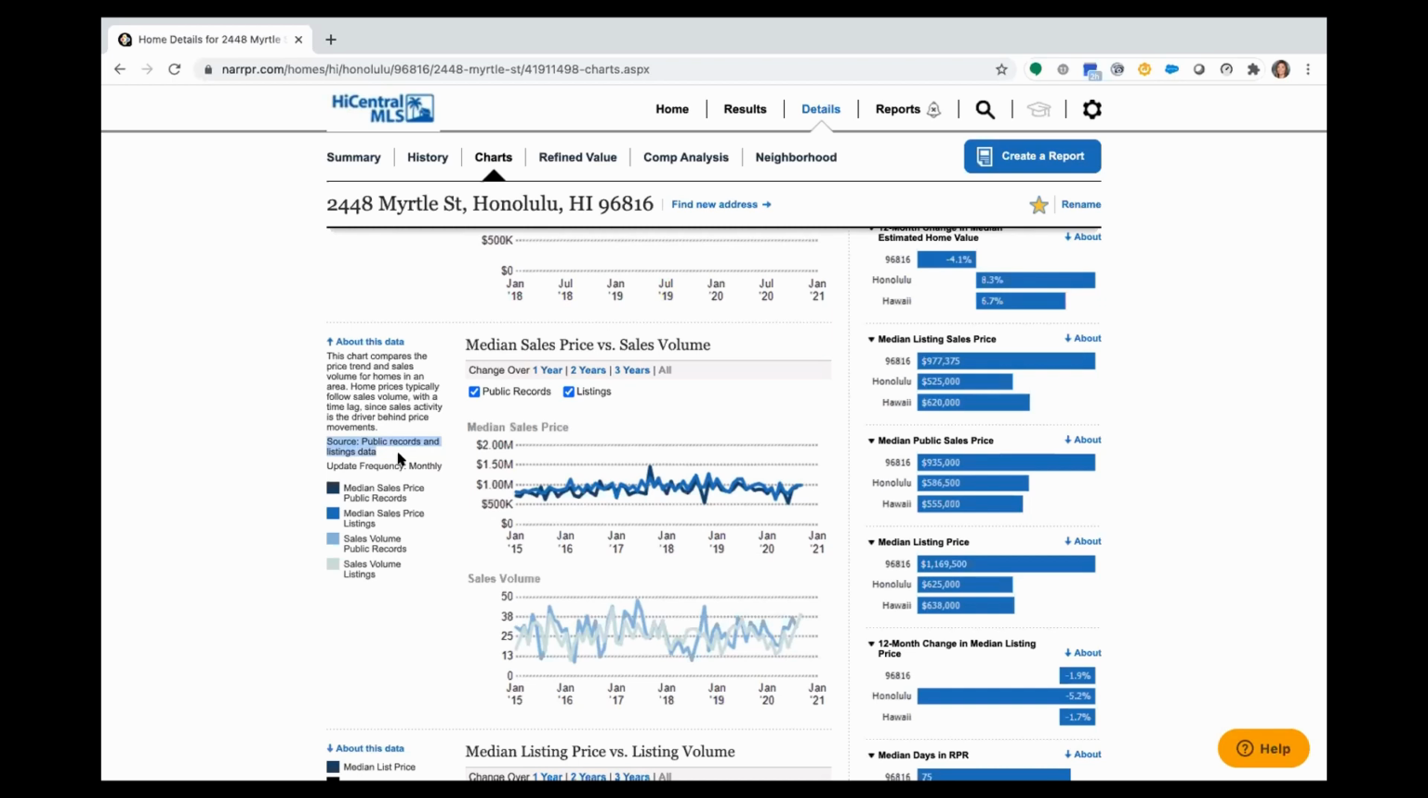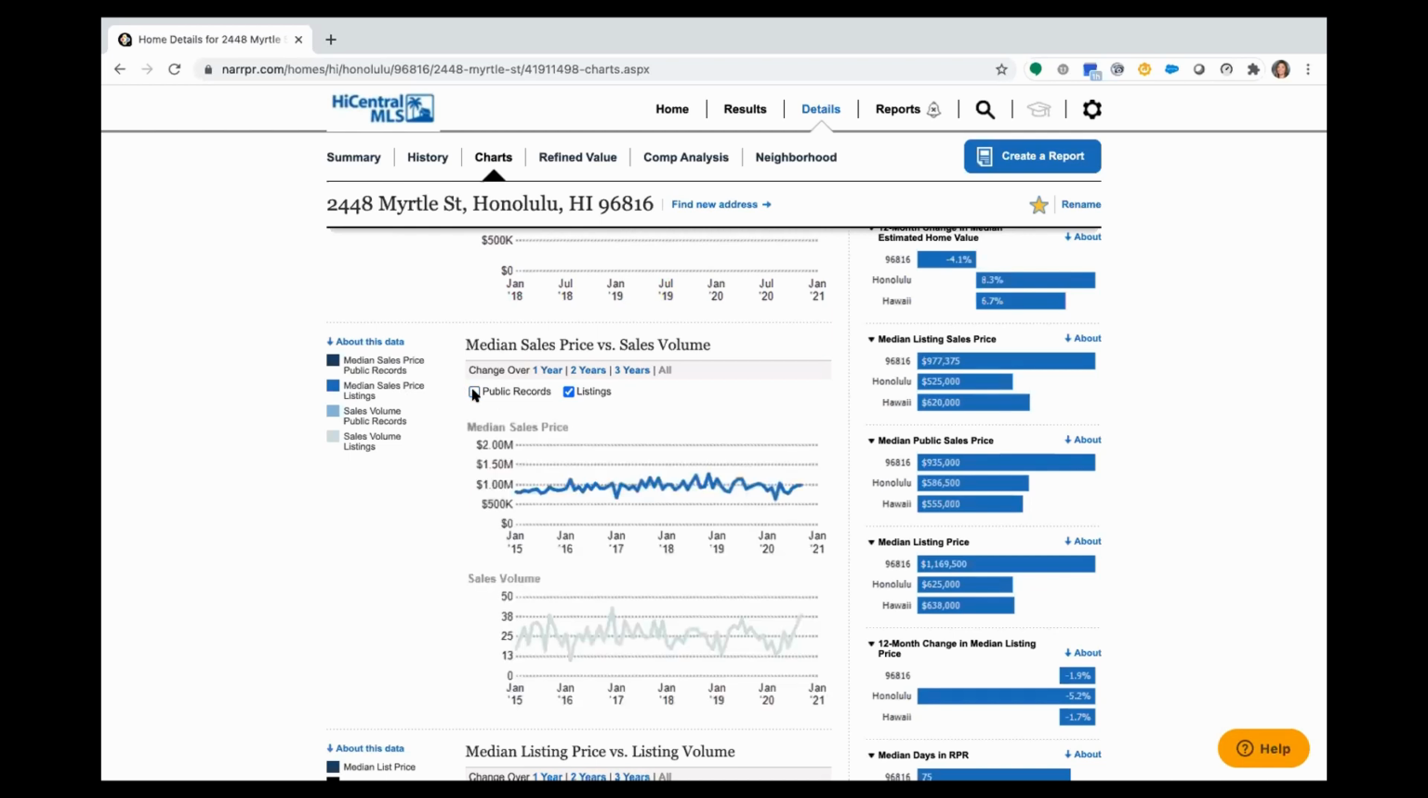We're looking at both public record sales and MLS sales. So again, you're getting that layering of information, and we're updating these graphs on a monthly basis, so we're looking at these trended in a monthly period. And what I like about these is you can come in and look at what's going on with sales price versus sales volume when it comes to properties that sell through the MLS.